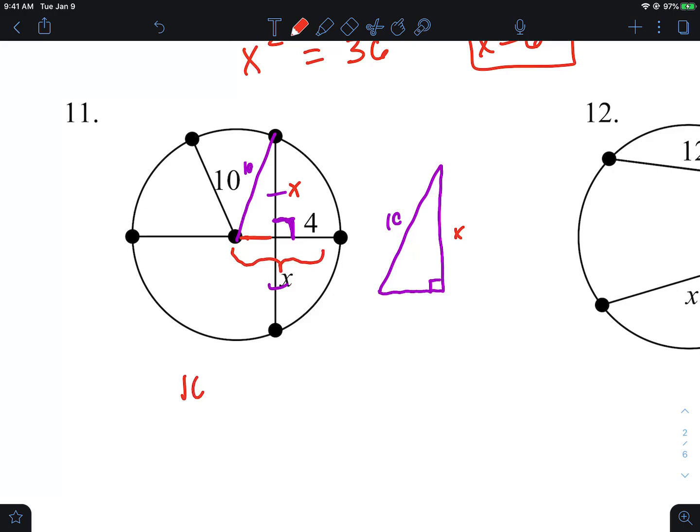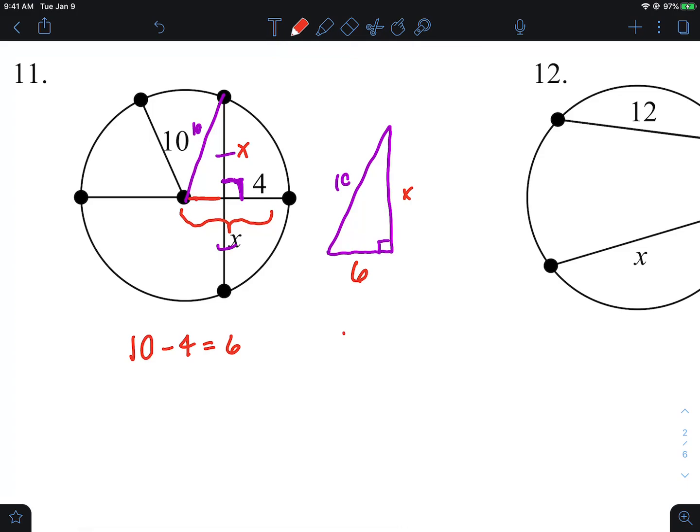All right, so if we go and do 10 minus 4 right there, that's going to get us that bottom piece right there, which would be 6. And then from there, we can go and use our Pythagorean theorem. We can say x squared plus 6 squared equals 10 squared. Okay, and then this will come out nice and clean.